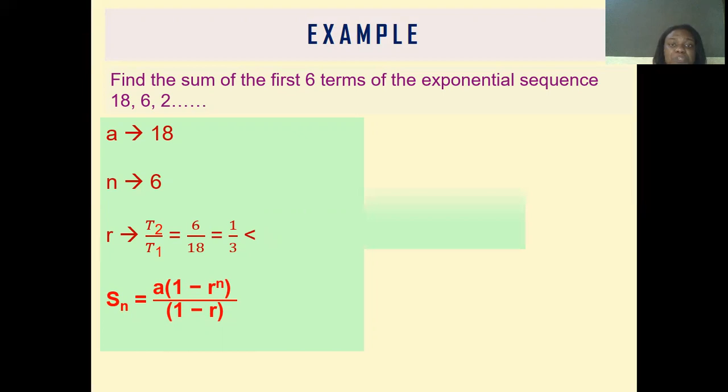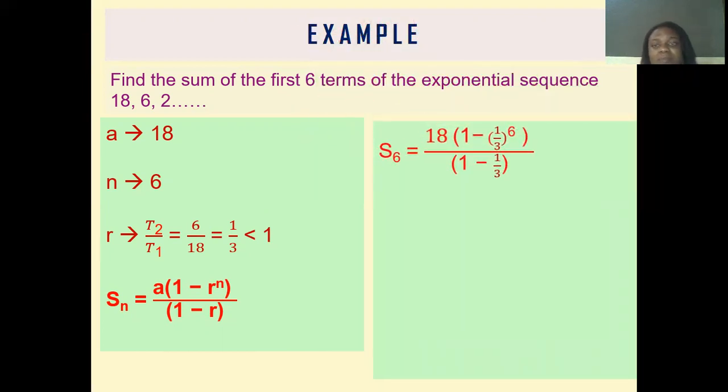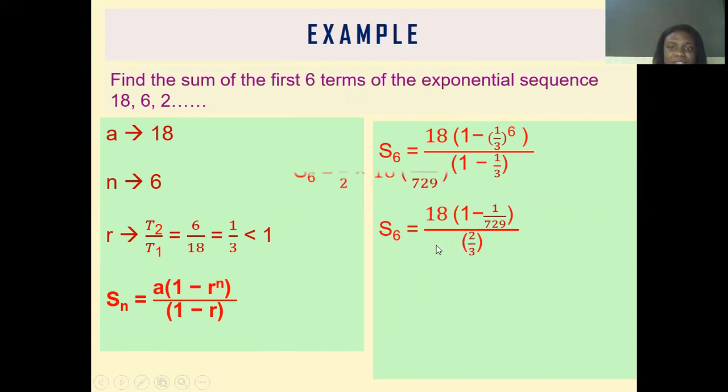Now we substitute all our values. 18 into 1 minus 1 over 3 raised to the power 6 over 1 minus 1 over 3. So 1 over 3 raised to the power 6 is 1 over 729. And 1 minus 1 over 3 is 2 over 3. So that's how we got that.